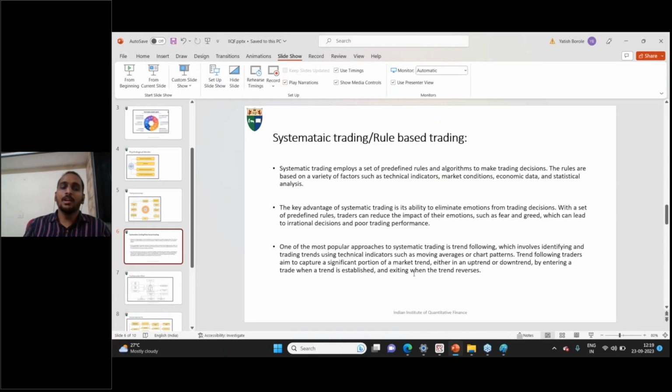So in order to develop a systematic trading system, we have to choose a programming language. It can be any language. It can be Python. It can be C++. So today in this session, I will be choosing Python to develop my systematic trading system.